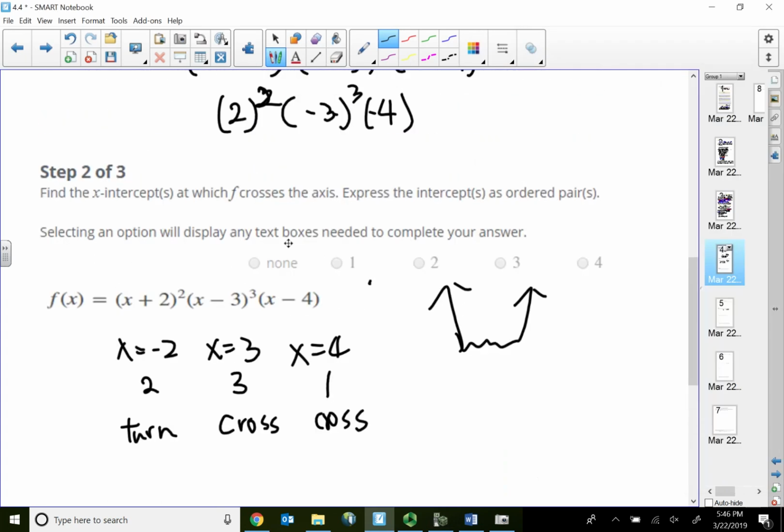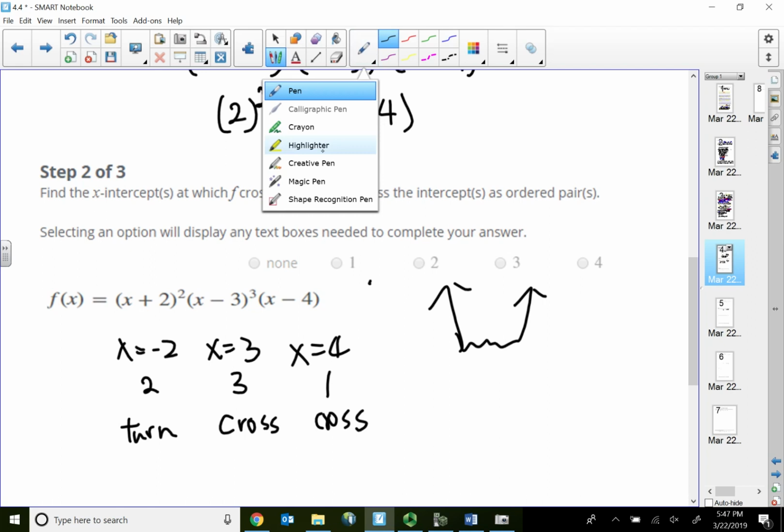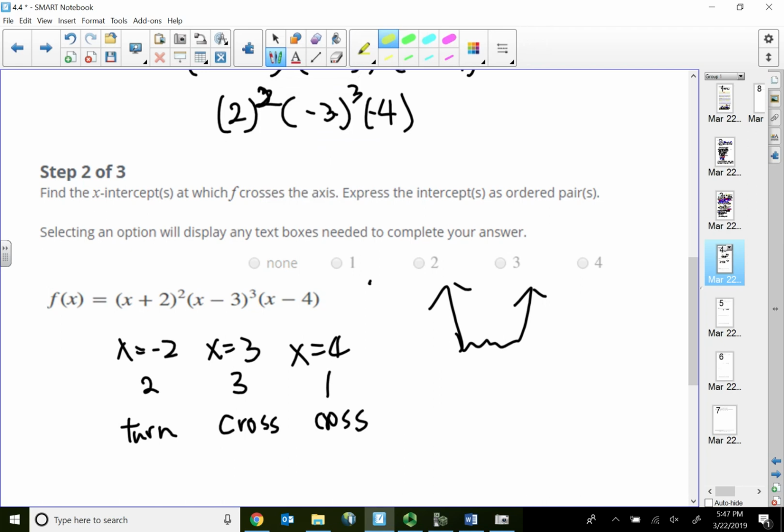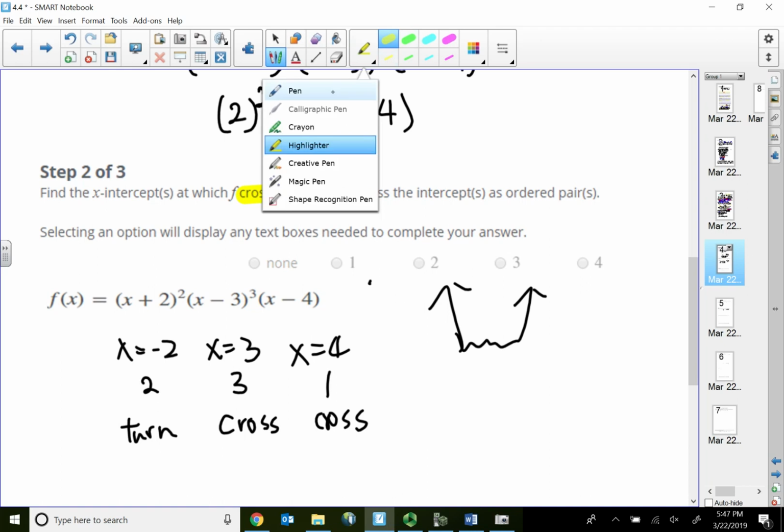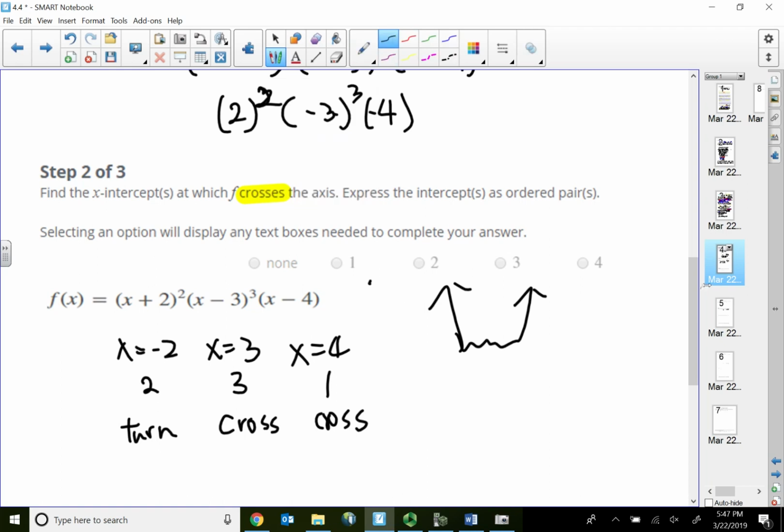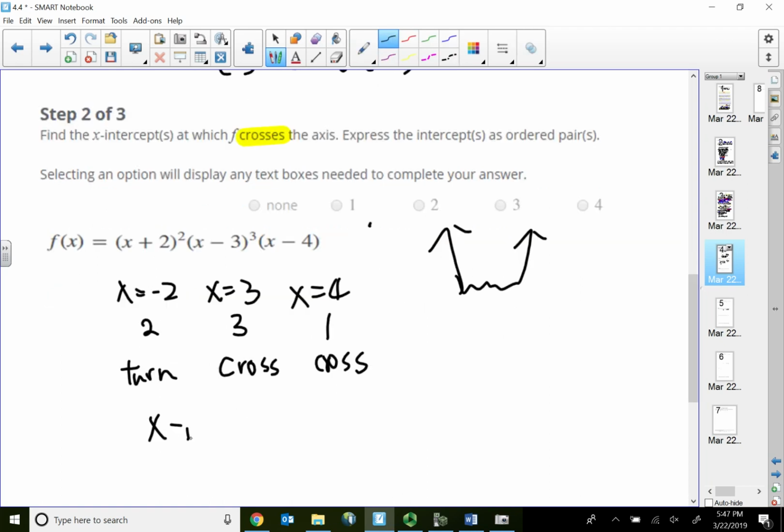Select the option which displays the text box needed to complete your answer. So this one is saying write down the x-intercepts that the function will cross. So my answer, the x-intercepts that it will cross, will be 3, 0 and 4, 0. All right.